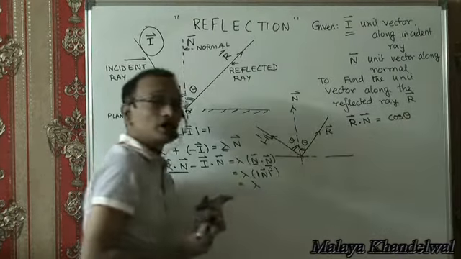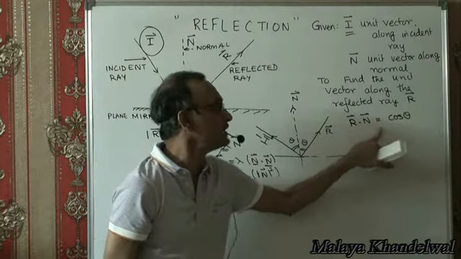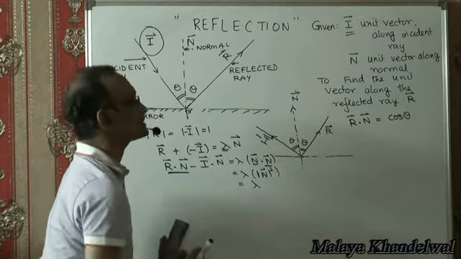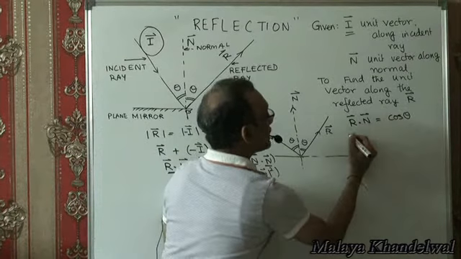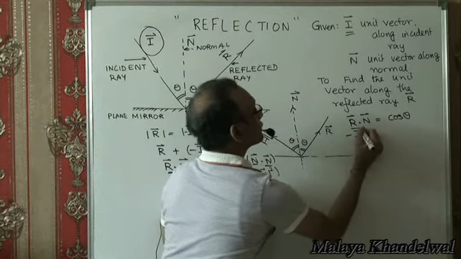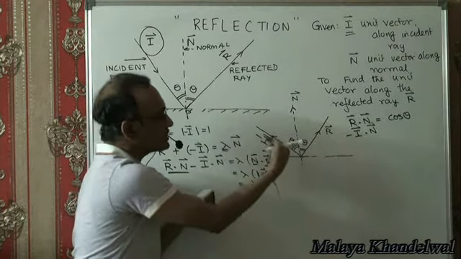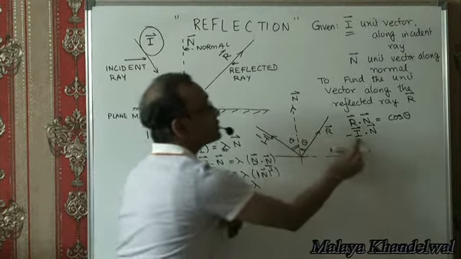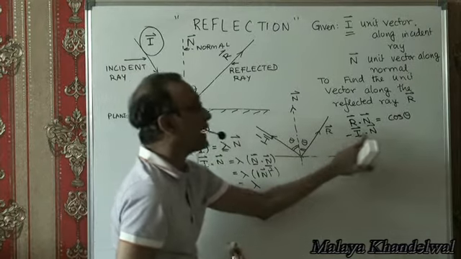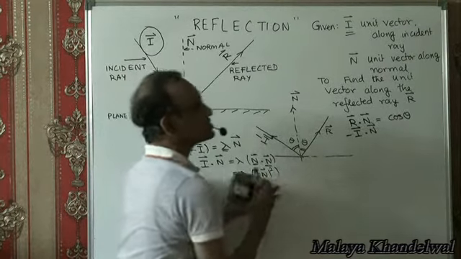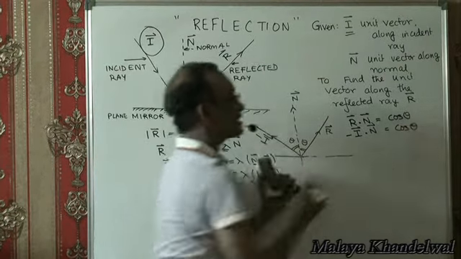R dot N is going to be magnitude of R, which is 1, into magnitude of N, which is 1, into cos theta. Can that be said? Yes. And can I also not say that minus I dot N, that means the unit vector along the direction opposite to the incident ray, dot N would be magnitude of mod I, which is 1, into magnitude of N, which is 1, into cos theta. Cos theta. Yes. Good for us.